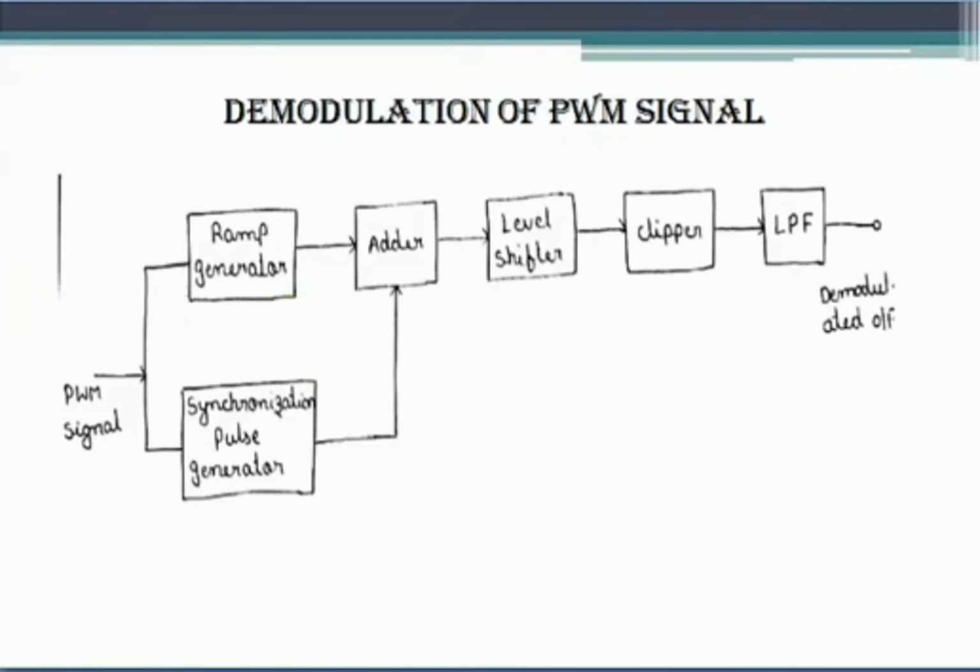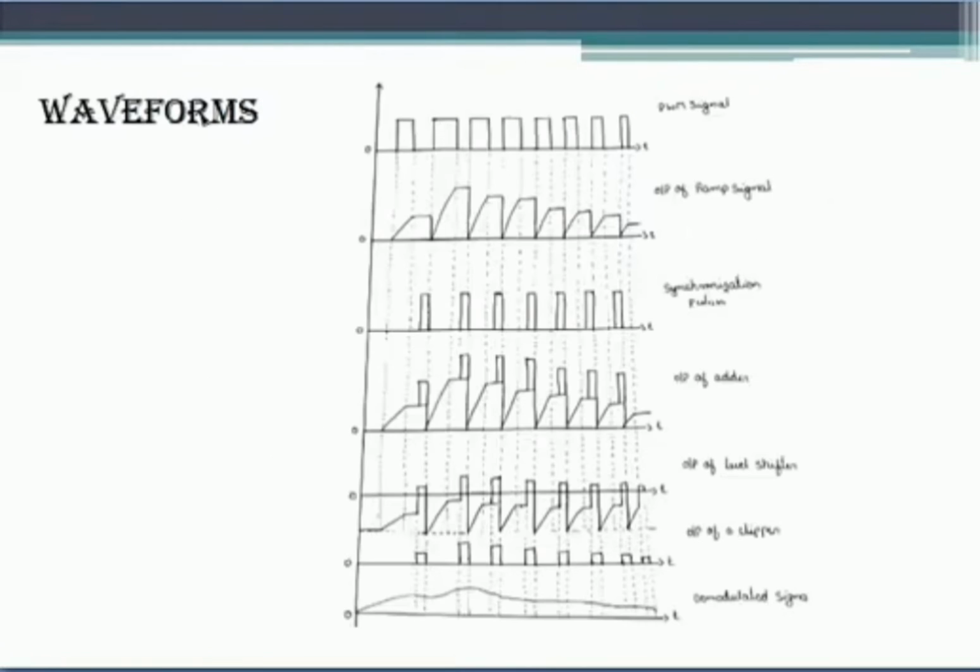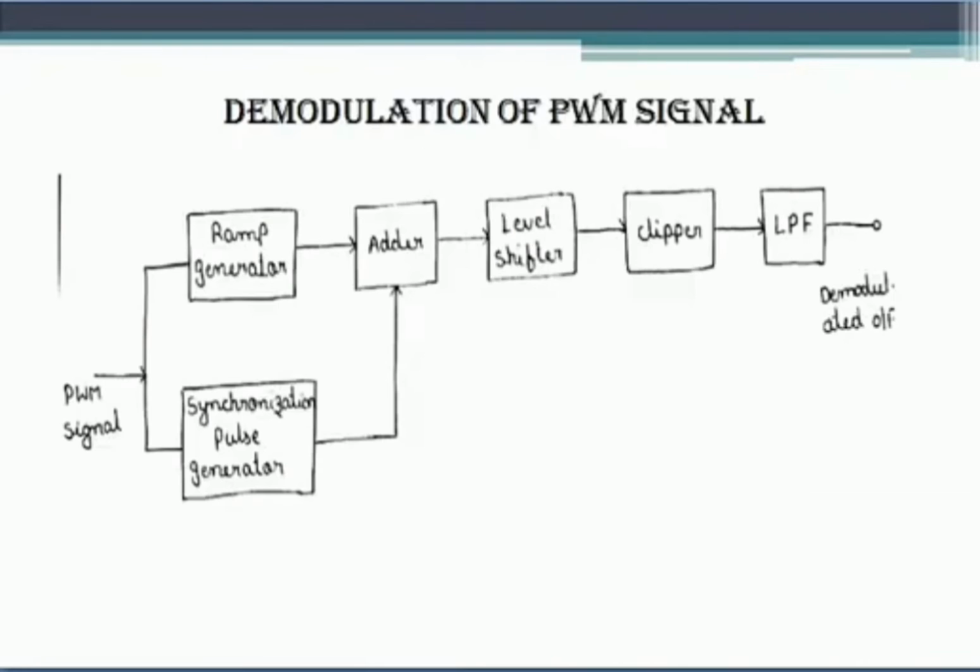So if you see how the waveform will be generated, let us consider this is the PWM signal. So if you observe, this is the ramp signal that is generated from the ramp generator circuit. Here the first PWM pulse has a smaller width, so that's why the height of the ramp is less, whereas the second pulse of the PWM signal has a larger width, so the height of the ramp signal is high. Similarly, depending on the width of the pulses, the height of the ramp signal will be generated.